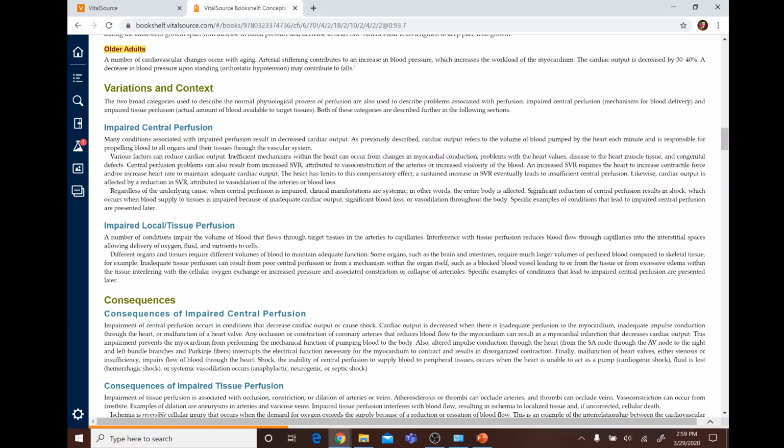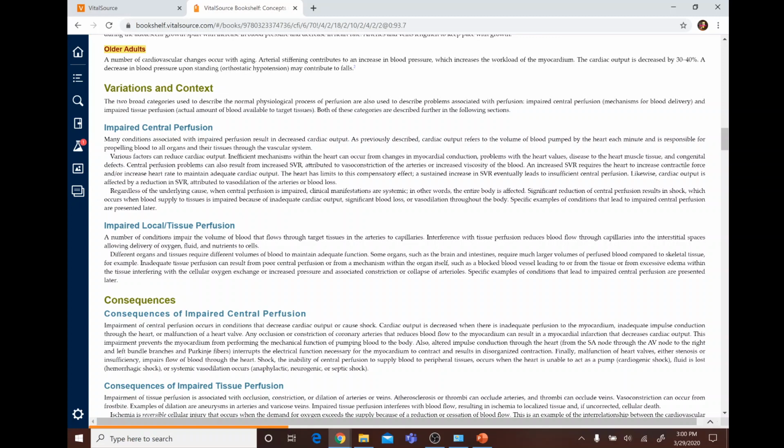So we know that there can be impaired central perfusion. That's when we have reduced cardiac output, because we know central perfusion is dealing with cardiac output. Inefficient mechanisms within the heart can occur from changes in the myocardial conduction, problems with the heart valves, disease of the heart muscle tissue, and congenital defects. Central perfusion problems result in increased systemic vascular resistance attributed to vasoconstriction of the artery or increased viscosity of the blood, which, with an increased SVR, requires the heart to increase contractile force and/or increase heart rate to maintain adequate cardiac output. But we know the heart has limits to the compensatory effect.